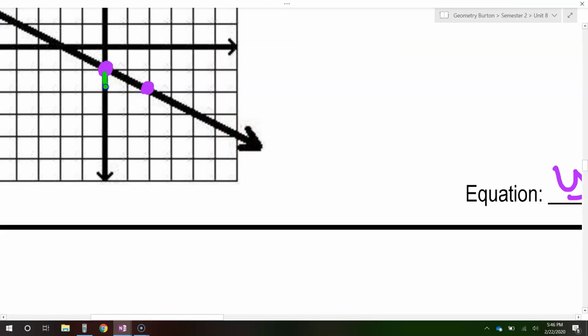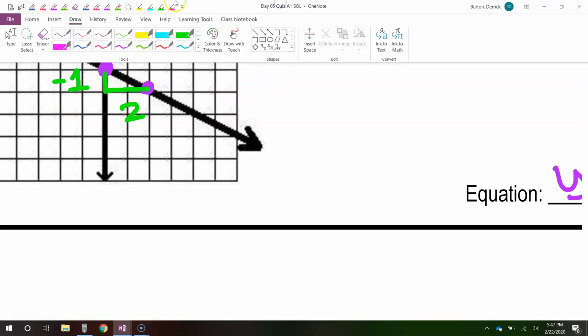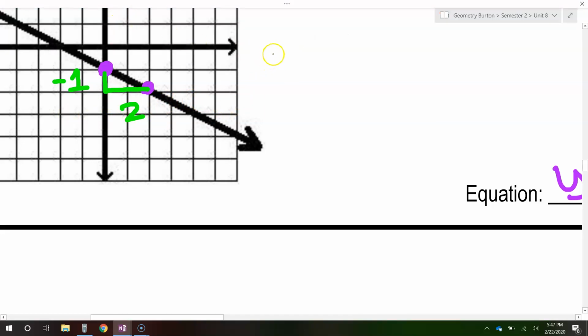As I move from one point to the other, there's the rise and there's the run. This is 1 and this is 2. Some people like to say, well, I went down 1, so you could think of this as negative 1, and I went right 2, so that's positive 2. That's fine. That's one way to think about it if you want to. Remember, the slope is rise over run, so that would make this negative 1/2.